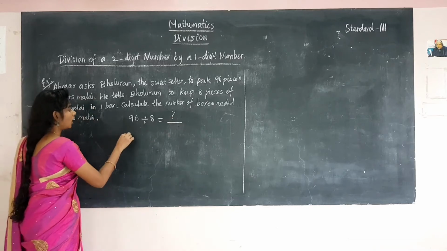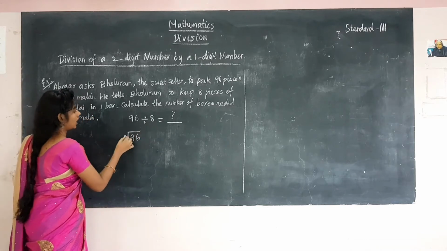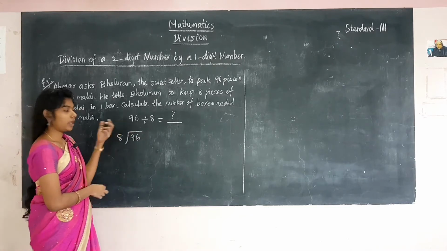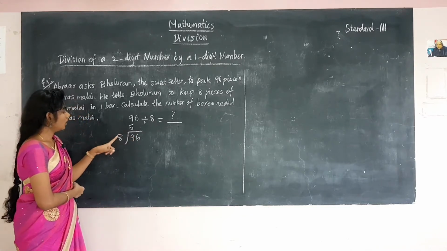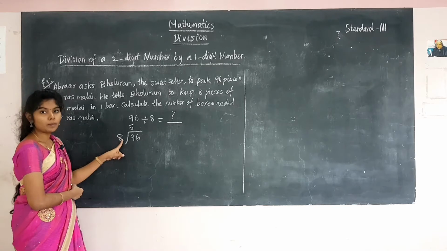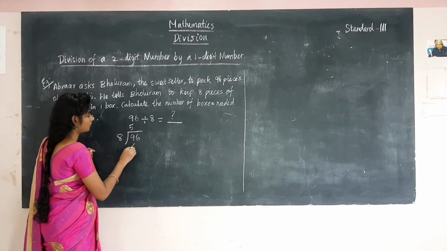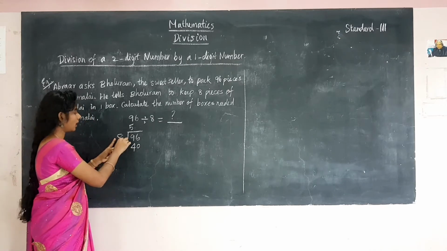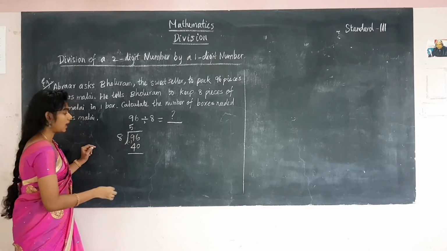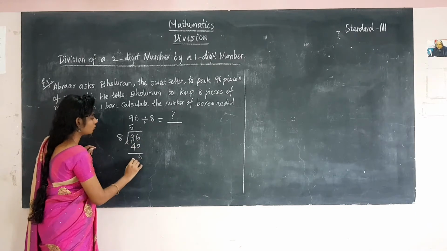Now you have to draw the inverted L. Write the dividend 96 inside and then write 8 outside, which is the divisor. I am taking 5 now. You have to multiply the quotient and the divisor: 8 5s are 40. You have to say the table of 8. Now after writing this you have to subtract the numbers, first in the ones place and then in the tens place. 6 minus 0 is 6. 9 minus 4 is 5.